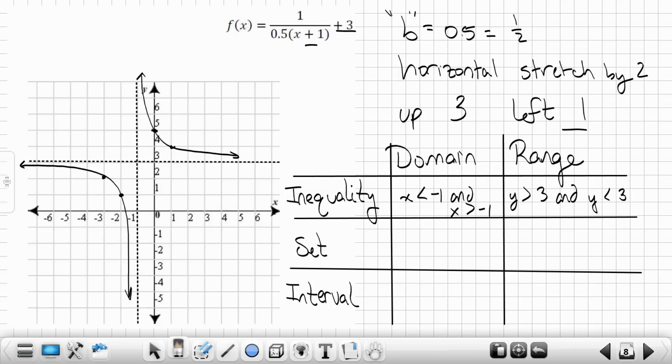Leticia, set notation. Brace. Is that really what that's called? A brace, yes. That one. X not equal to negative 1. And brace. Y, such that, Y not equal to 3.